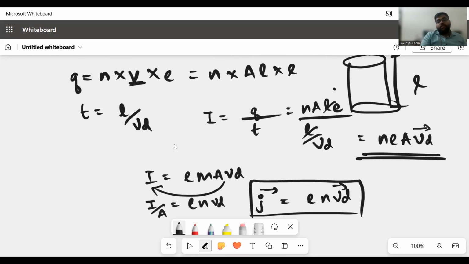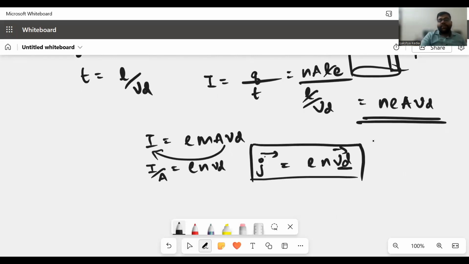Here, one thing is to be noted. If you recollect, I was putting a vector sign here, but then I erased it. There is a story behind it, but I will not tell it right now. But here, the current density is a vector quantity and the drift velocity is a vector quantity. So we have mentioned the same, right? So this is about the drift velocity.